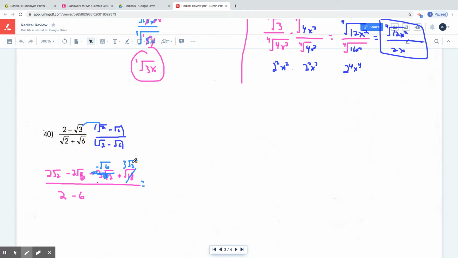So I do have things that you can combine, though. I have 2 root 2 and 3 root 2, which is 5 root 2. And I have negative 2 root 6 and negative root 6, so we can combine them to get negative 3 root 6. And then 2 minus 6 is negative 4. It would probably be okay if you just left it like that. If you want to split them up, it would be negative 5 root 2 over 4 plus 3 root 6 over 4. Or you can rewrite it as negative 5/4 root 2 plus 3/4 root 6. It doesn't make a difference, but I'm okay if you just leave it like this.